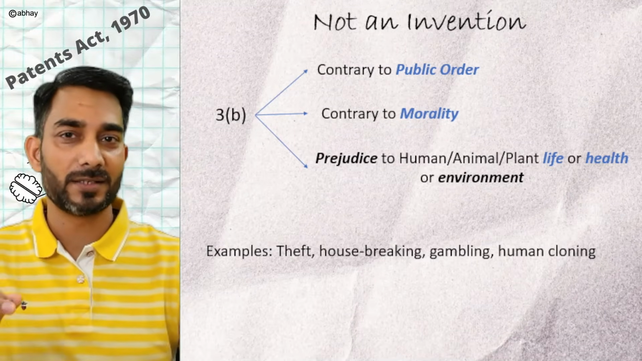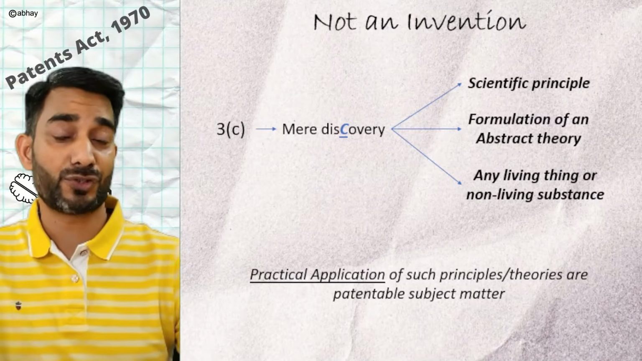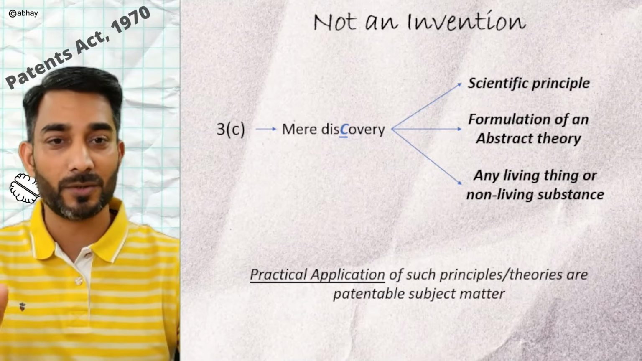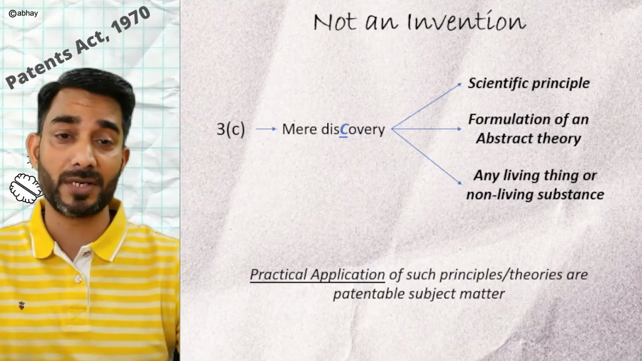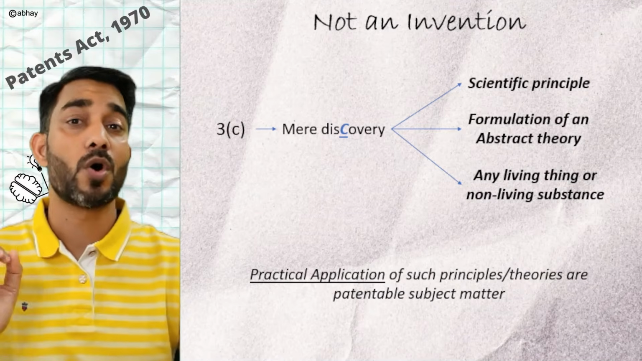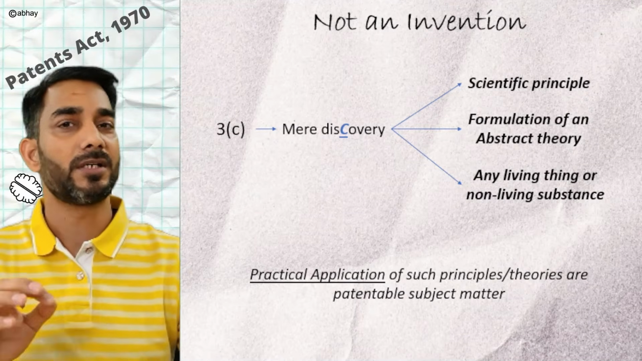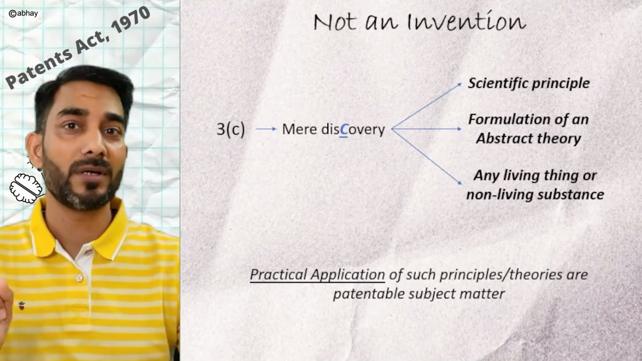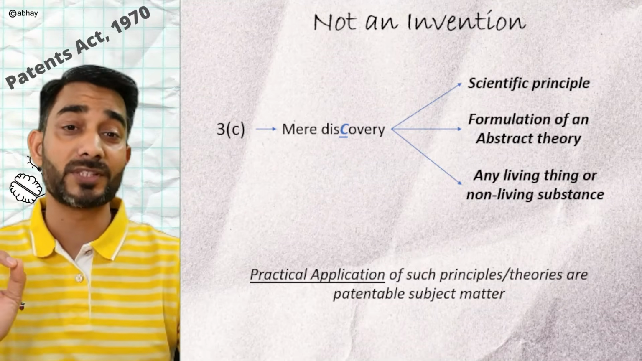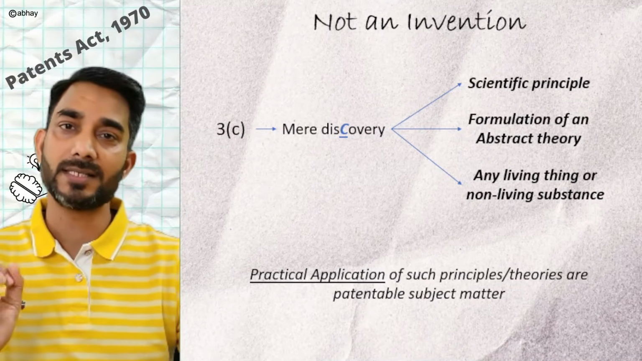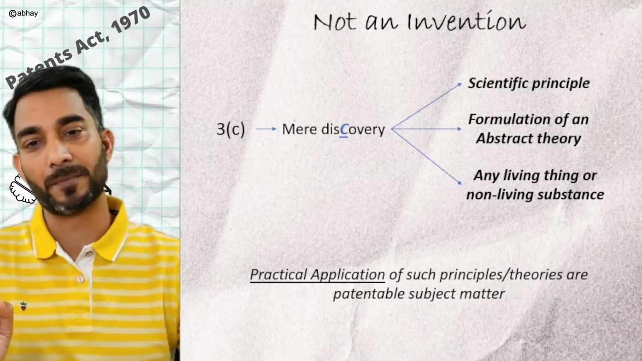Next alphabet, C, Section 3C. Mere discovery of scientific principle, formulation of an abstract theory, or discovery of any living or non-living substance occurring freely in the nature is a mere discovery, is not an invention. However, practical applications of scientific principle or an abstract theory can be considered as a patentable subject matter.